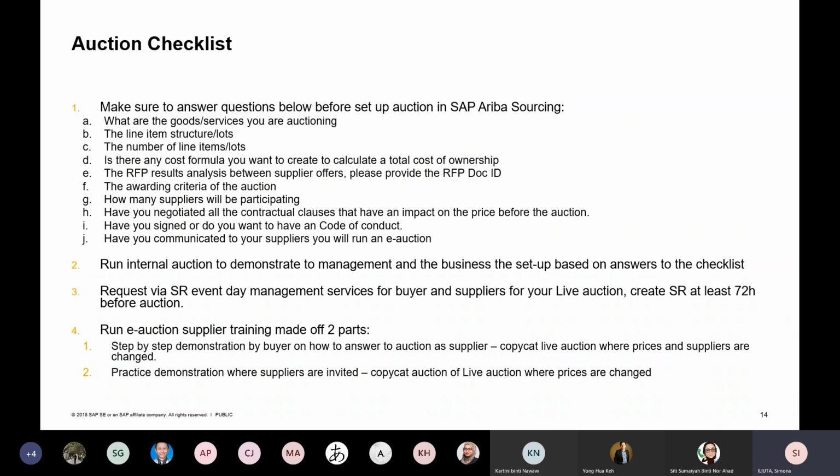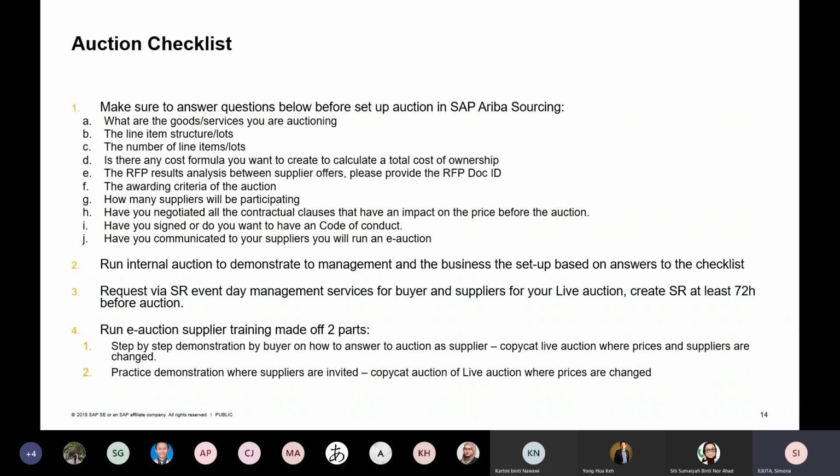Have you negotiated all the contractual clauses that have an impact on the price before the auction? This is a major step. You need to negotiate the contractual clauses that have an impact on the price, because after the auction, you are unlikely to renegotiate those clauses. Should you not do this before the auction, you lose credibility with your suppliers and they will say, why am I supposed to go into an auction where the buyer comes afterwards and we start discussing the prices again?